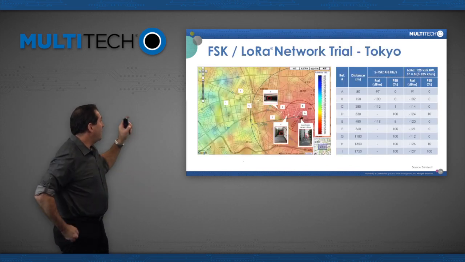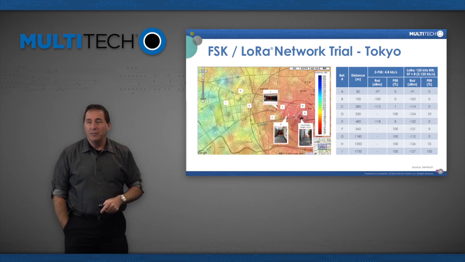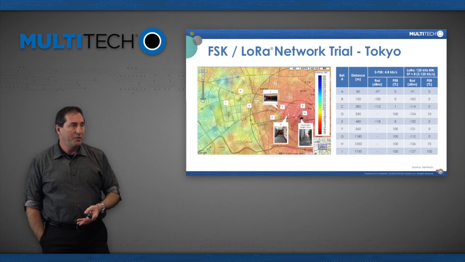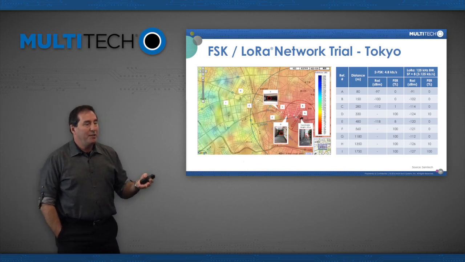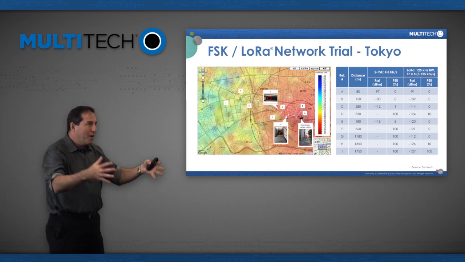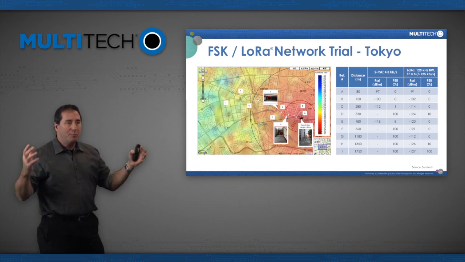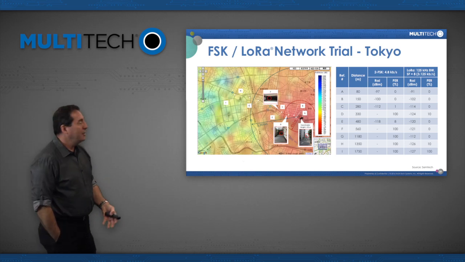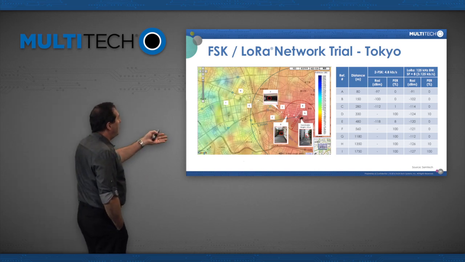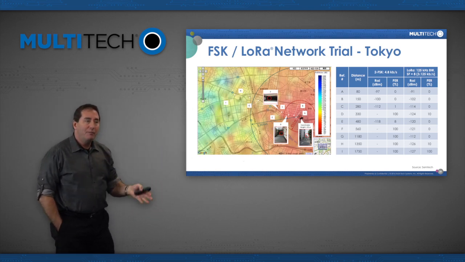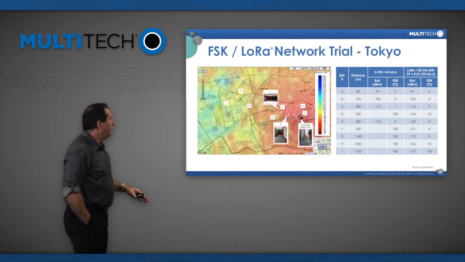Another example is there was a trial done in Tokyo. Now, I'm not super familiar with Tokyo. I've actually been there once. But it struck me as being very dense, right? Very, very compact, lots of buildings, lots of people, lots of things. And radio signals generally don't like that. So what they did is they did a comparison between FSK, you've heard me say FSK a million times today, right? An FSK kind of radio and the LoRa radio.